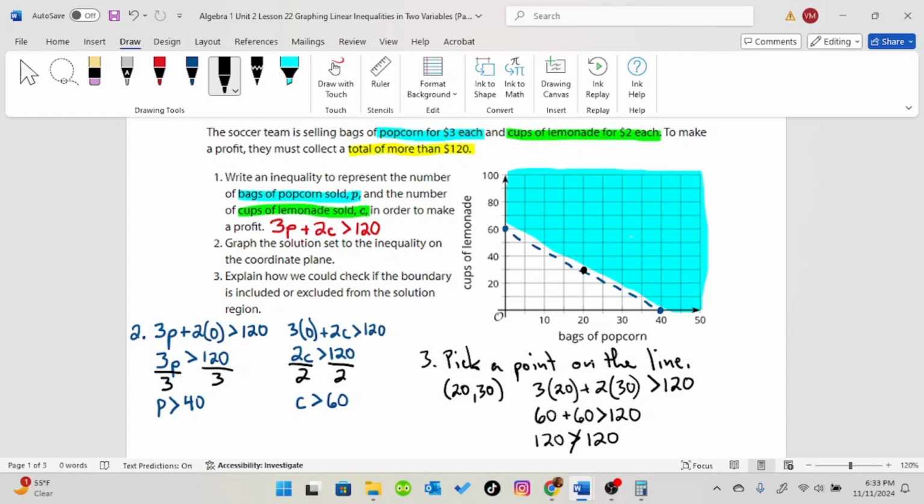Points on the line represent combinations that make the left side equal the right side. So we would not include it here because we only want the profit, which means it must be more than $120.